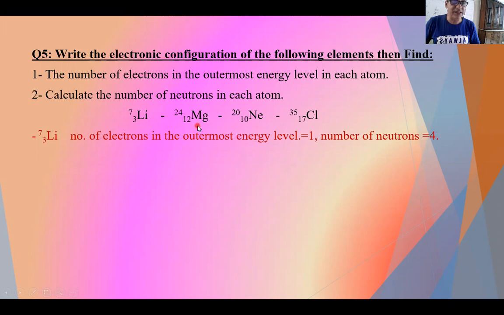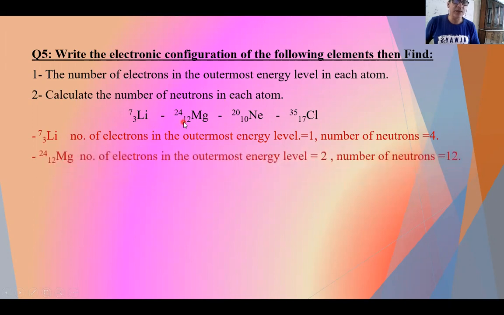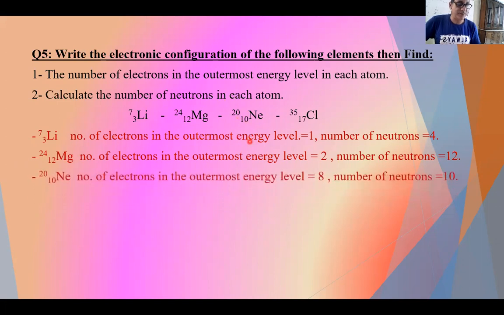Let's go to magnesium. For the electrons in the outermost, let's do the configuration 2, 8, 2. So the number of electrons in the outermost energy level, the last energy level, is 2. The number of neutrons is 24 minus 12 equal 12. Now Ne 10, 20, it means 2, 8. So the outermost energy level is completely filled with 8 electrons. But here the number of neutrons, how do I get it? 20 minus 10 equal 10.